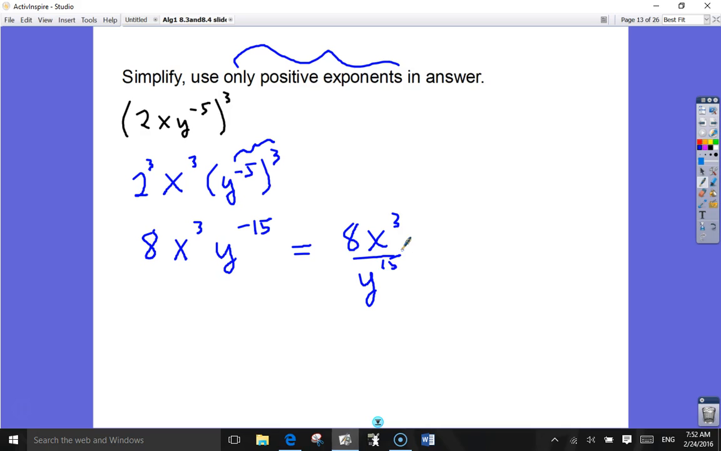A lot of times students want to flip something else, not just the thing that's got a negative exponent. Remember, it's only that factor which is going to get flipped. These have positive exponents. They stay where they're at.